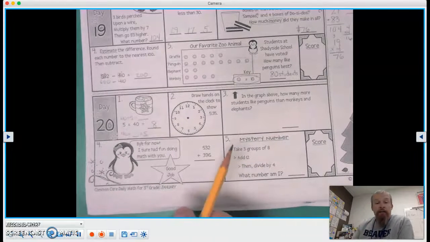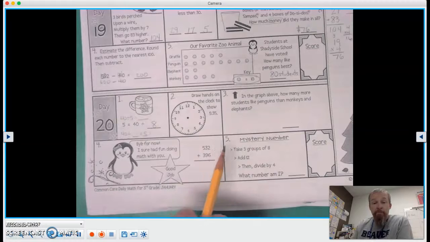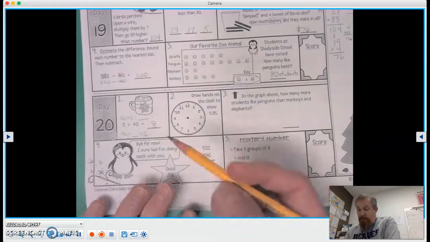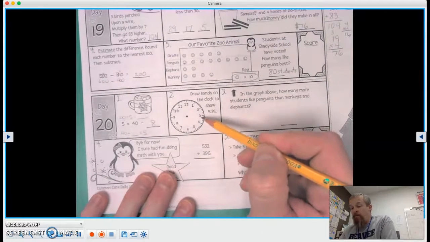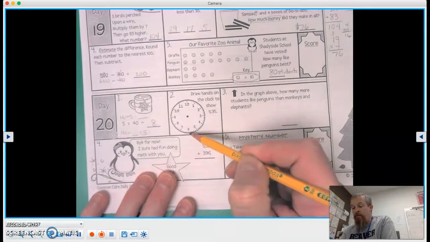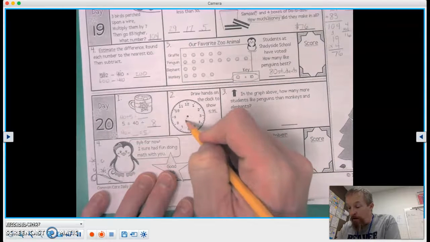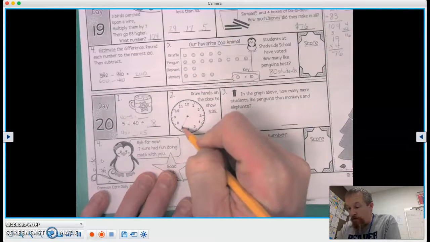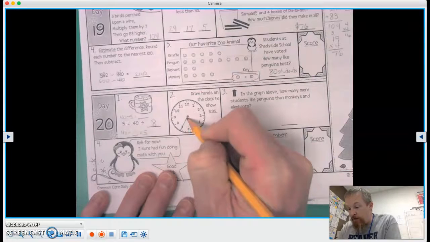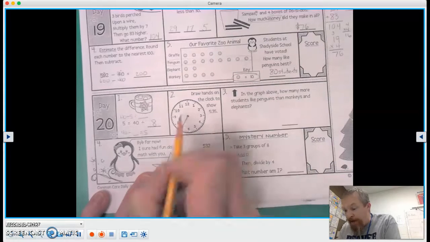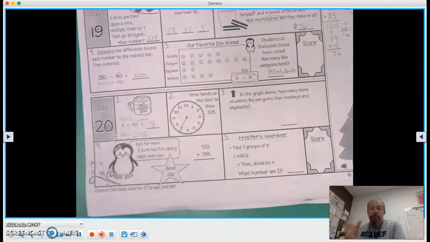Draw hands on the clock to show 5:35. So let's do the minutes first. I like doing those. 5, 10, 15, 20, 25, 30, 35. So I'm going to bring my minutes all the way out to the 35. Remember, I just like to get all the way out there and touch that line, because then I'm pretty precise, and it looks nice like that.